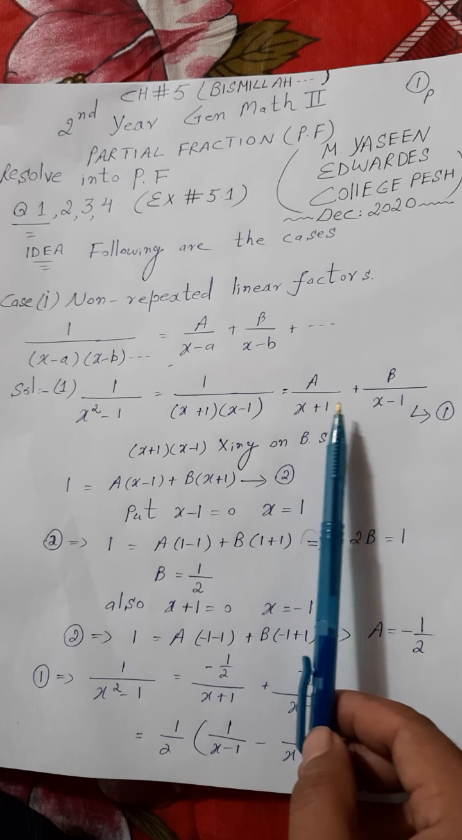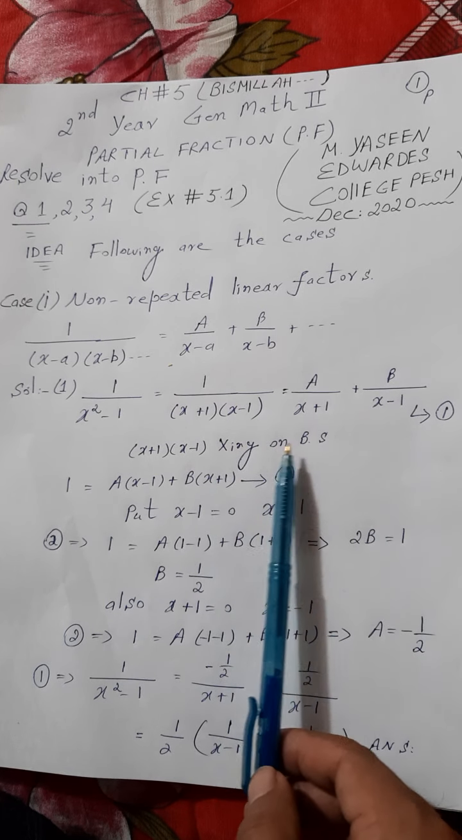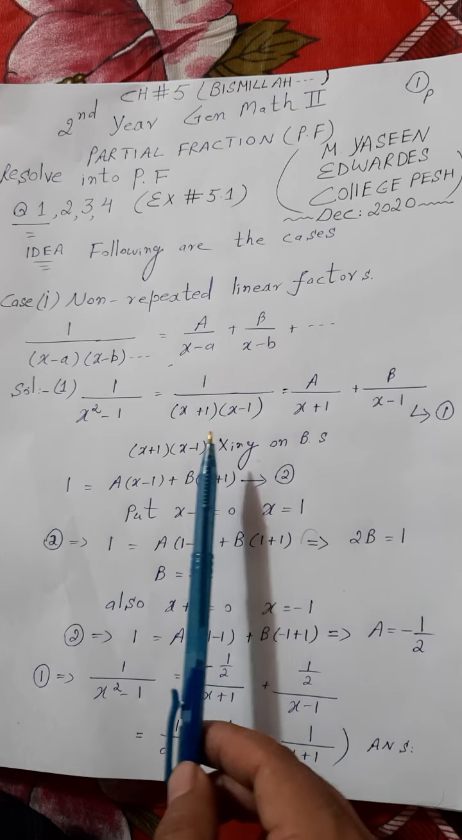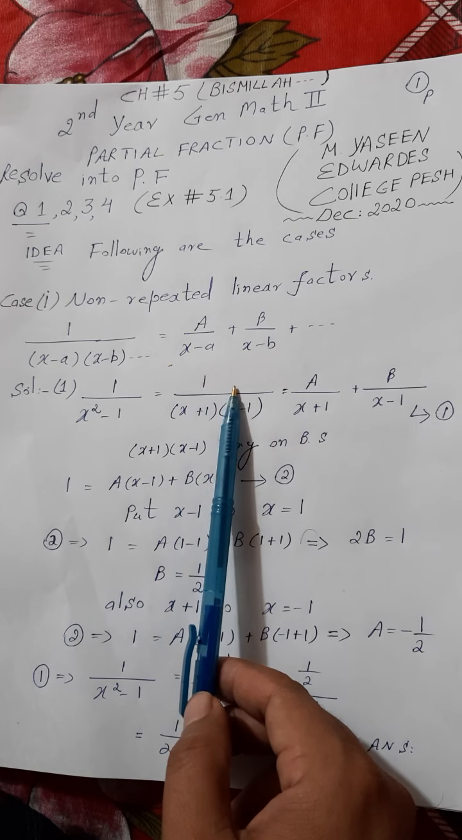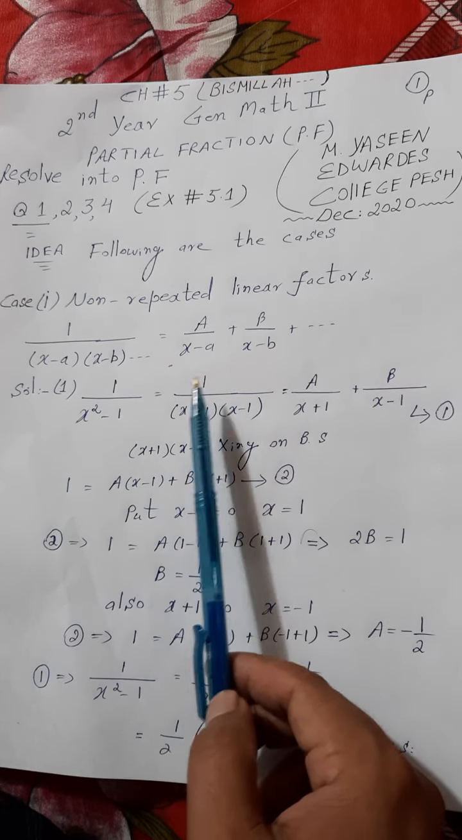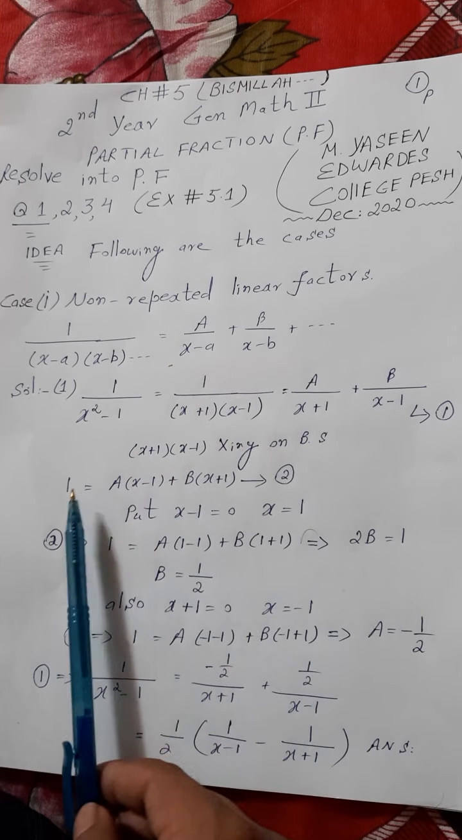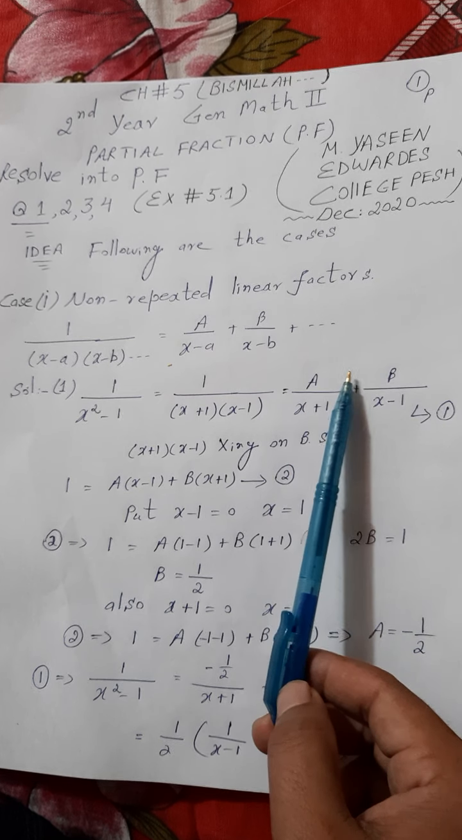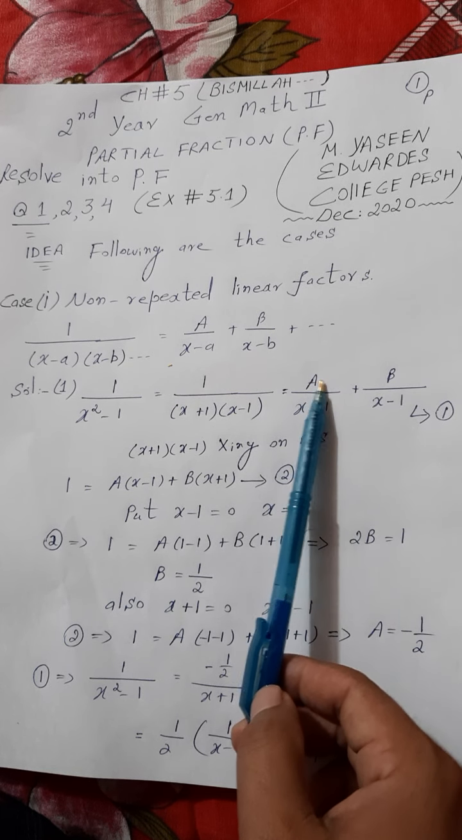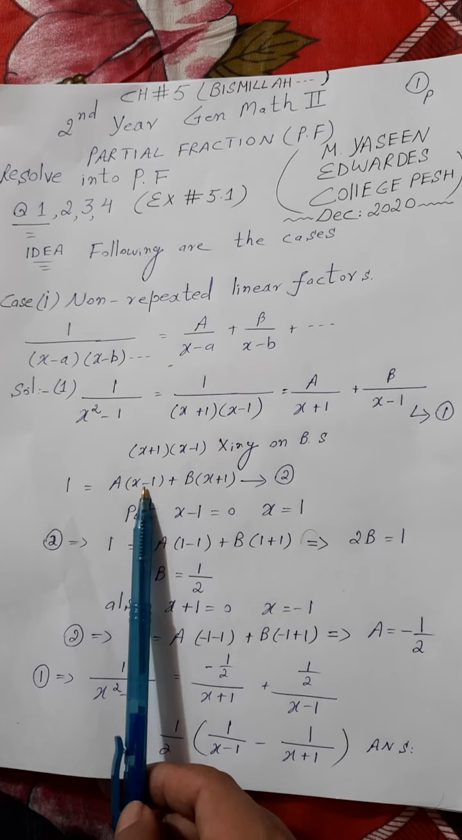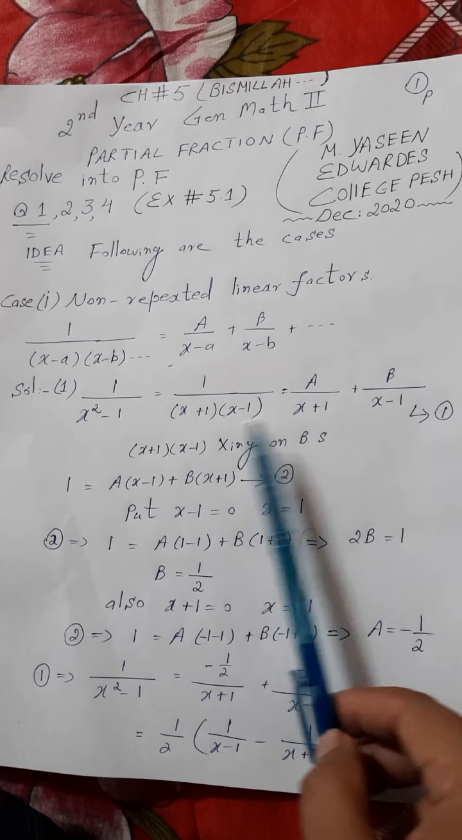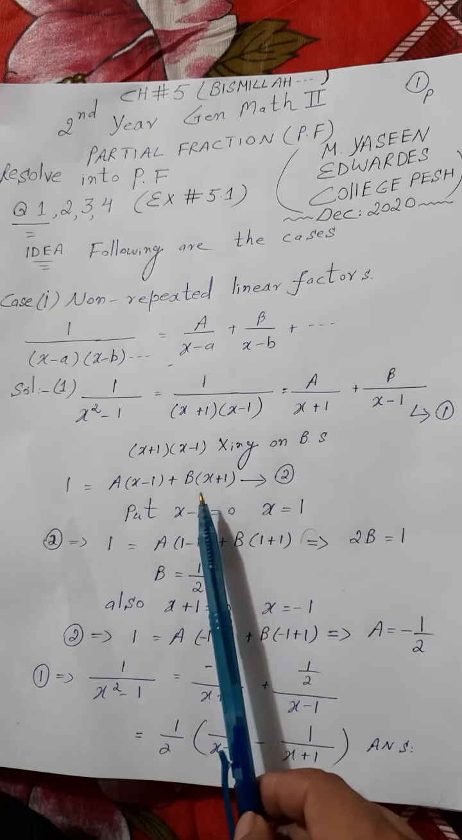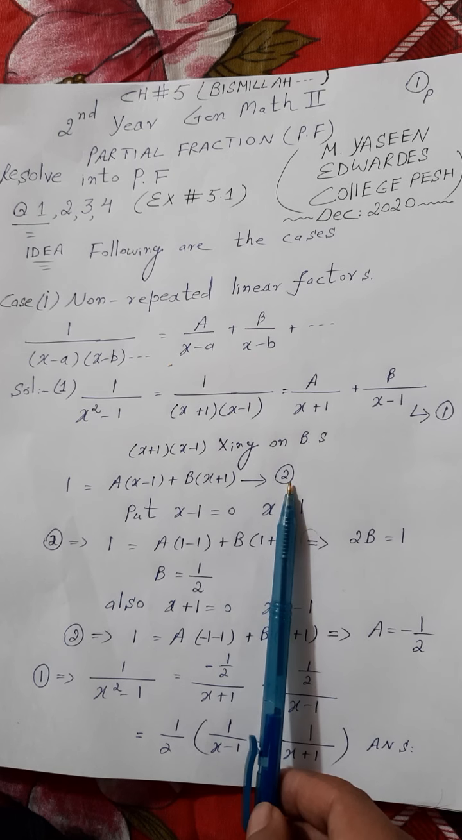Then multiply (x plus 1)(x minus 1) on both sides of this equation. So multiplying (x plus 1)(x minus 1) with 1, the left side cancels, so there is only 1. And on the right side, x plus 1 cancels in the first term, so A times (x minus 1). Similarly, x minus 1 cancels in the second term and there is B times (x plus 1). Say this is equation number 2.